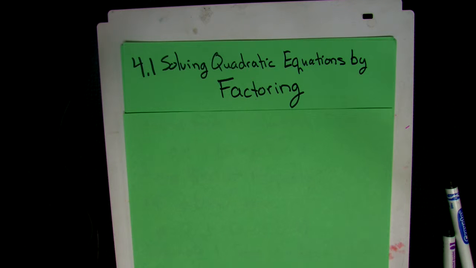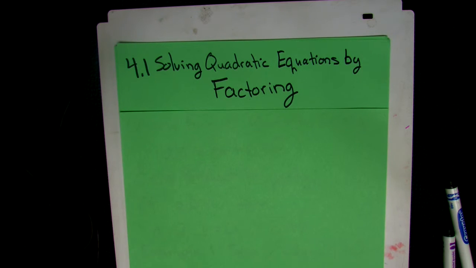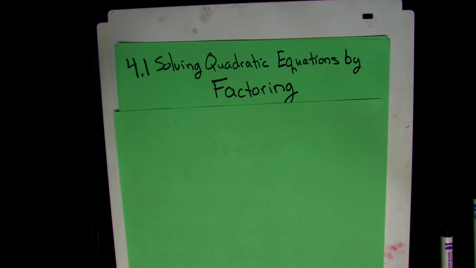Today we're going to talk about section 4.1 in your BJU Press Algebra 2 textbook, and we're going to learn how to solve quadratic equations by factoring. There are many ways to solve quadratic equations, and the first way we're going to learn is by factoring. First, let's talk about what a quadratic equation is.